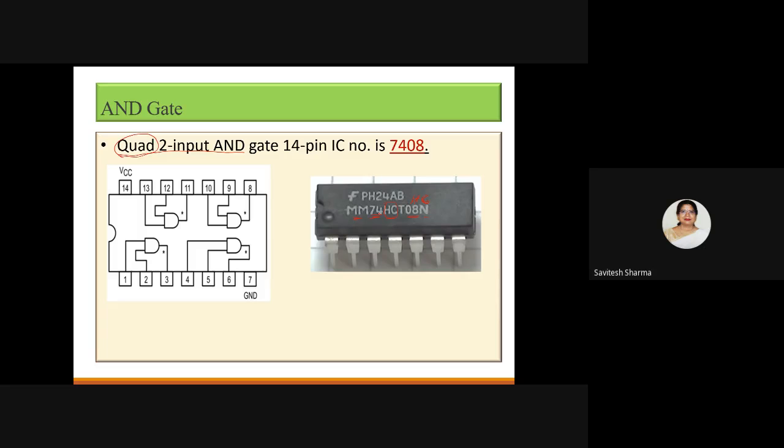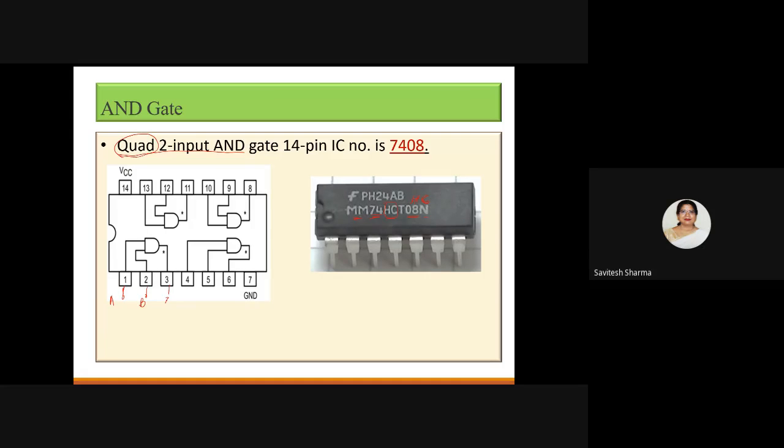So as I said, pin number 7 is reserved for ground and pin number 40 is reserved for VCC. And if you want to use the gates, suppose this is the first gate, this is the second gate, third gate, fourth gate, you should know where you need to apply the input. So this is pin number 1, you will apply the input, suppose I say A, and to pin number 2 you will apply input B, and pin number 3 is reserved for output.